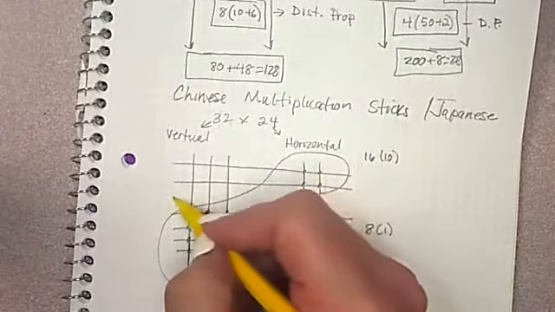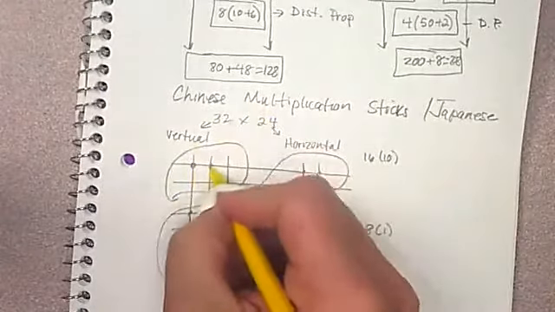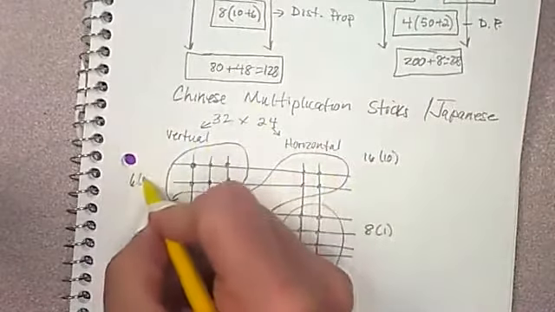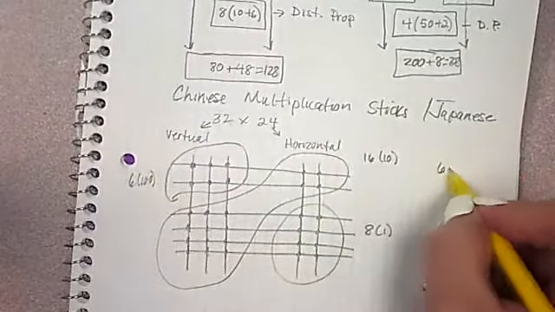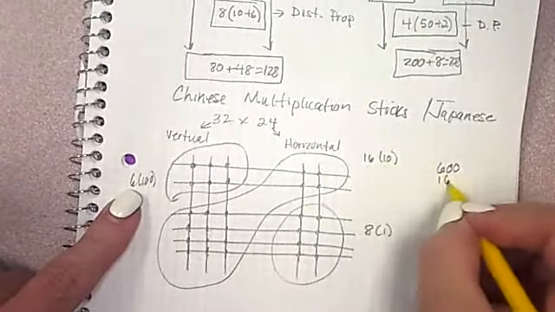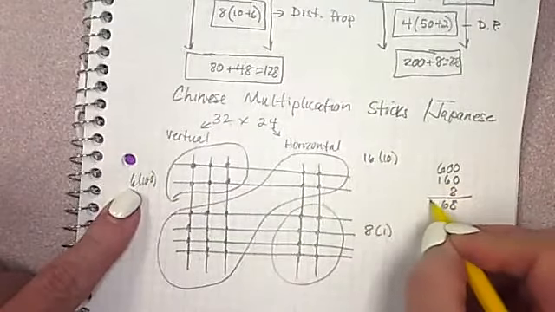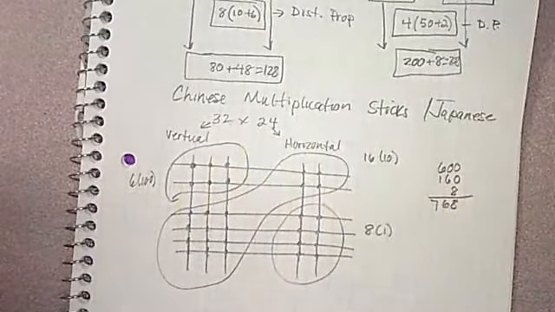And then up here, these are the hundreds. So here, wherever they cross, we have 6 hundreds. So now that leaves us with 600, right? 6 hundreds, 16 tens, and 8 ones. This would equal 768. It's really kind of fun.